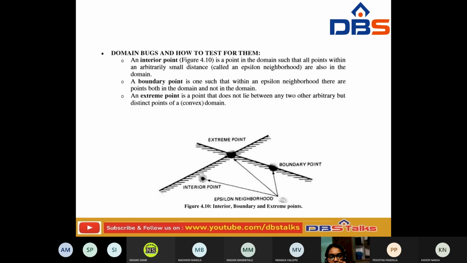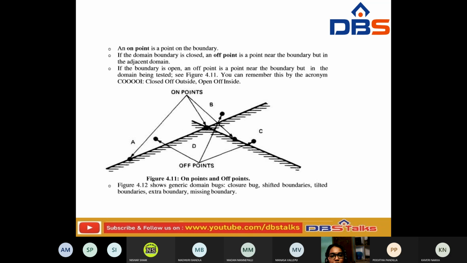So it is a boundary point. It is in between the two boundaries, so we can say this one is the extreme point. And an on point is a point on the boundary. If the domain boundary is closed, an off point is a point nearby the boundary but in the adjacent domain. If the boundary is open, an off point is a point nearby the boundary but in the domain being tested. Observe this figure.